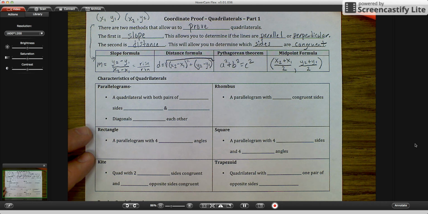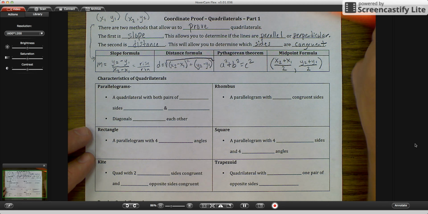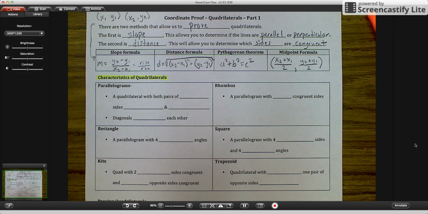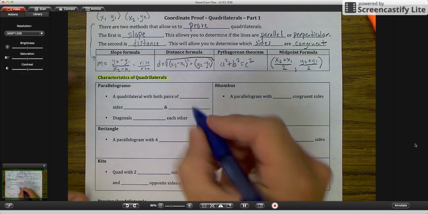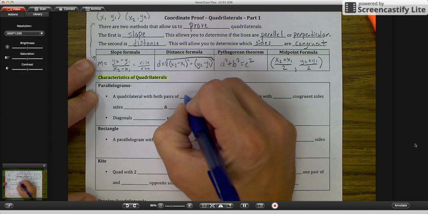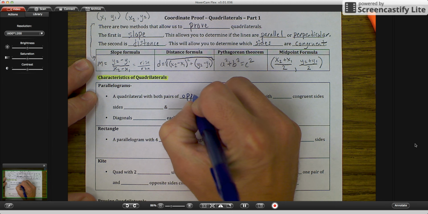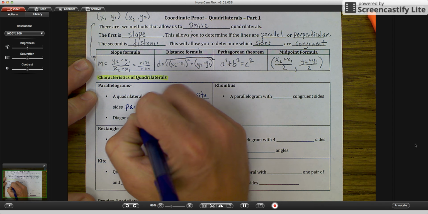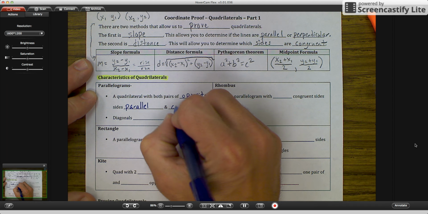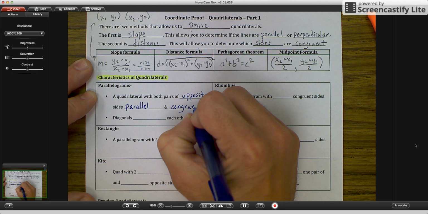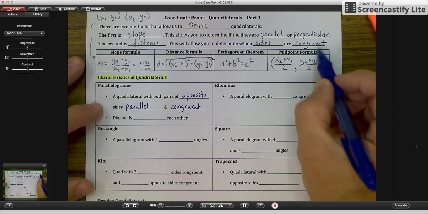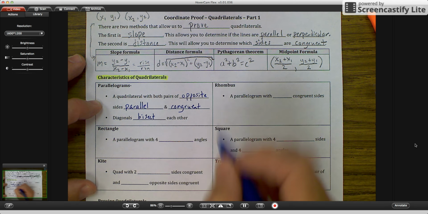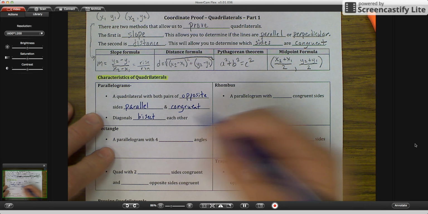Okay, let's move on to the next part. It says characteristics of quadrilaterals. So I'm going to highlight this because these are the characteristics of the quadrilaterals that we'll be using, all 6 of them. Parallelograms, a quadrilateral with both pairs of opposite sides parallel and congruent. Parallel meaning slope, congruent meaning distance. The diagonals bisect each other. So we would use midpoint there, the midpoint formula.